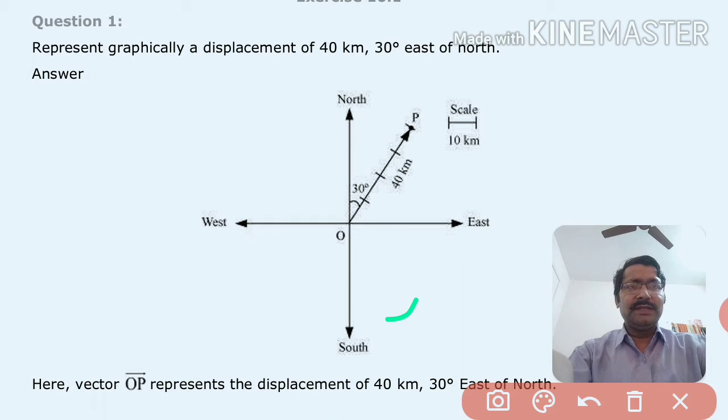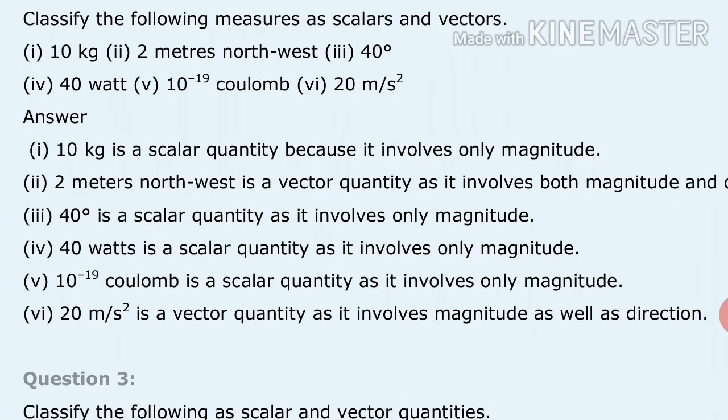So here you will take a scale of 1 centimeter equal to 10 kilometers, and you will mark here 4 points: 1, 2, 3 and 4, and then you mark this P. This way you can represent this graphically. Okay, do all of you understand?